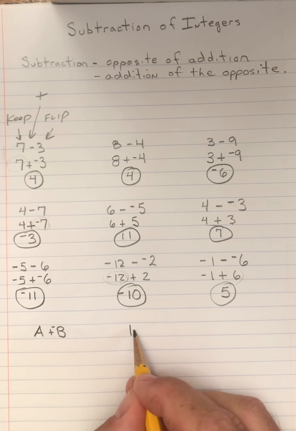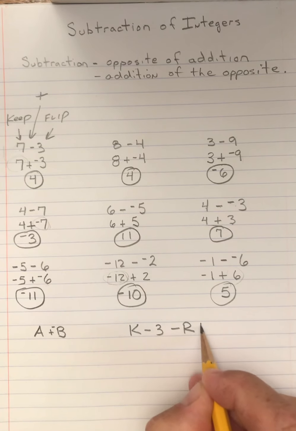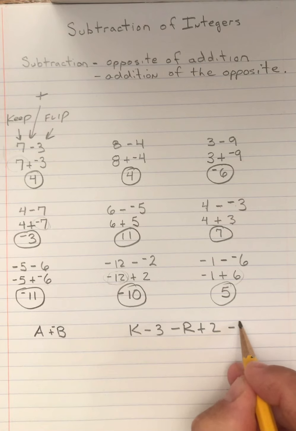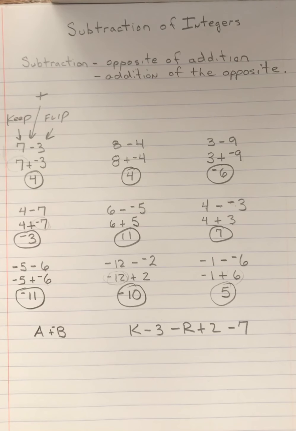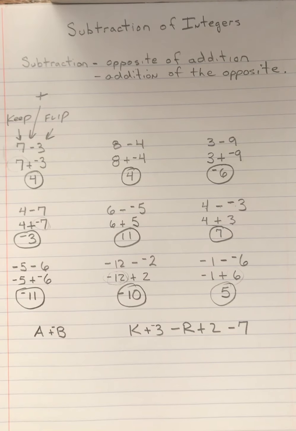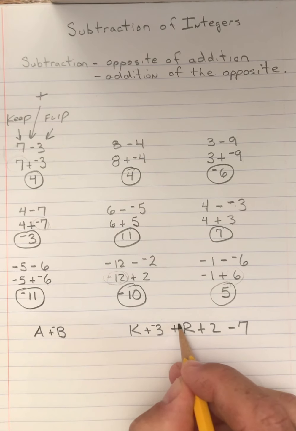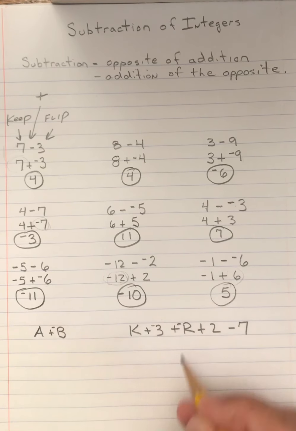Let's say I have something like, k minus 3 minus r plus 2 minus 7. Now, I can simplify this whole thing by using the same rule. I'm going to get rid of all the subtraction, okay? So this subtraction in here, I'm immediately going to keep the first number, change to addition, flip the sign of the second number. Then I'm going to do it again. Keep this one, change to addition, change the sign of the second number.